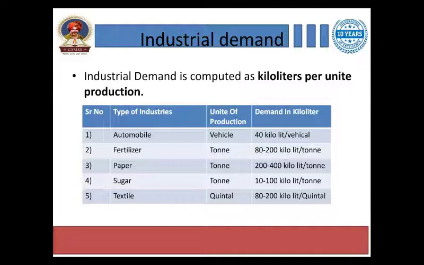Then fertilizers, we will measure it in tons, right? 80 to 200 kiloliters per ton. Then paper, it will also be measured in tons, 200 to 400 kiloliters per ton. Then sugar, ton, right? The unit of production will be the ton, 10 to 100 kiloliters per ton. And for textile, it will be measured on the basis of quintal, right? It will be 80 to 200 kiloliters per quintal.